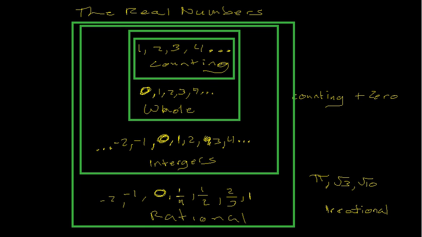Well, why are they irrational? The reason is because you end up with non-repeating, non-terminating decimals. So the decimals are non-repeating, and they are non-terminating.